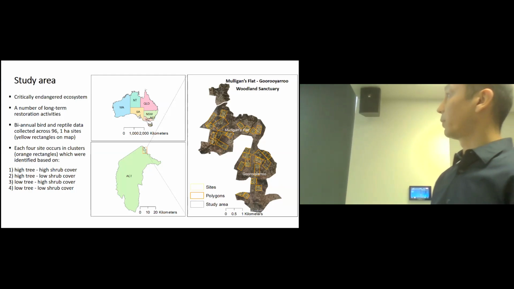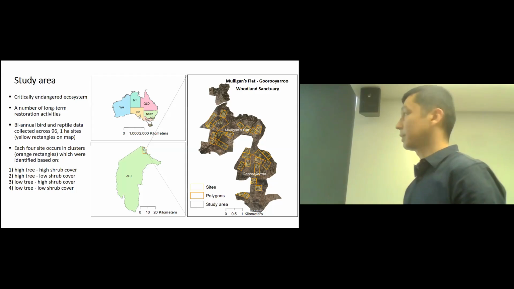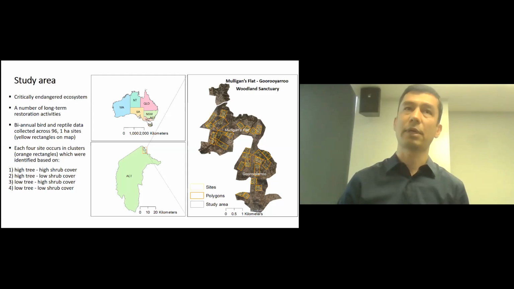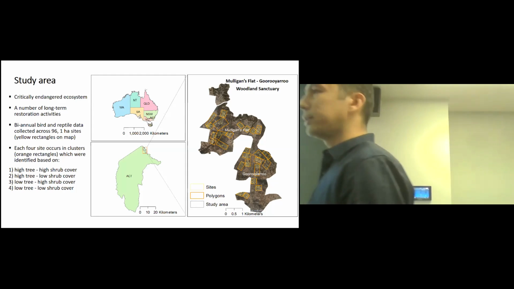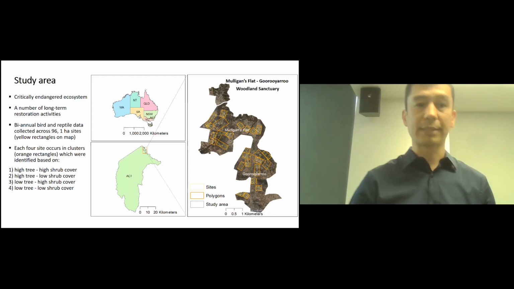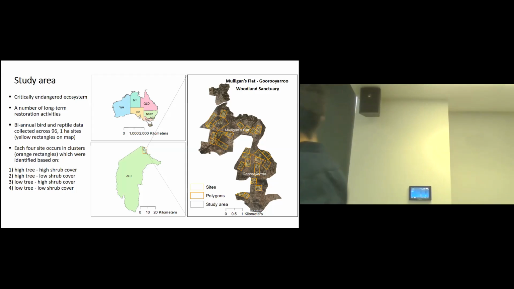My study area is well known, Mulligan's Flat and Goorooyarroo Nature Reserves. It's a critically endangered ecosystem. There have been a number of restoration activities conducted, including introduction of coarse woody debris and exclusion of feral animals and some grazers and so on. And there are 96 one-hectare plots. These small rectangles are 200 by 50 meters.